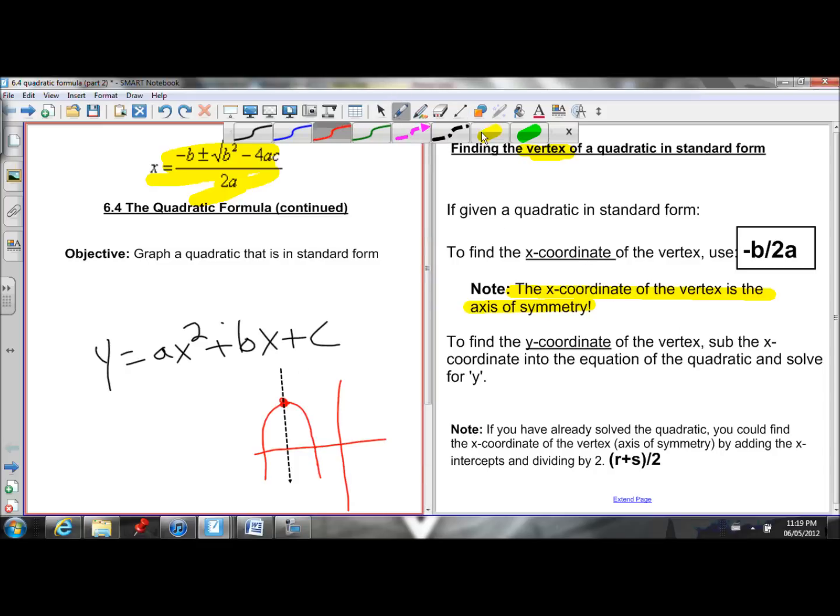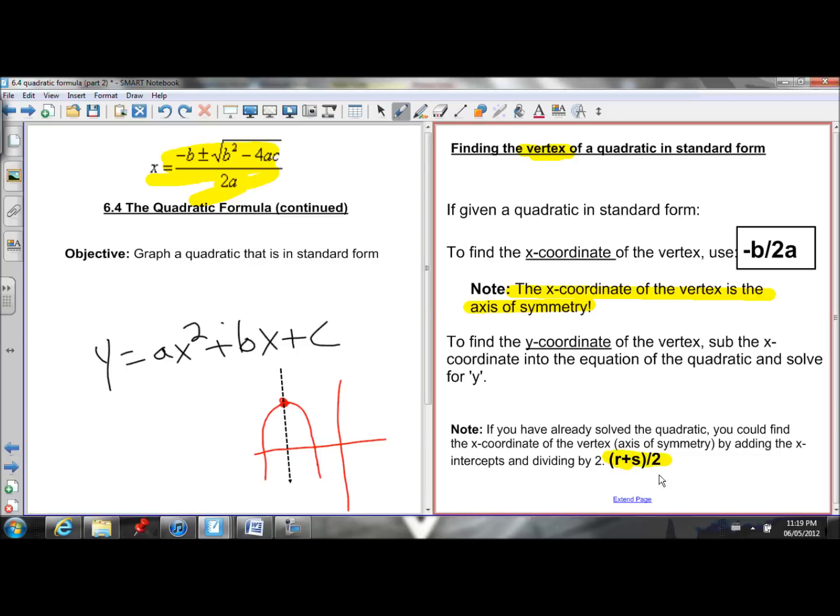Okay? So, previously what we've done to find the x-coordinate of the vertex, or the axis of symmetry, is add the x-intercepts and divide by 2. So if you've already solved for your x-intercepts, you can still do this. You can add your x-intercepts and divide by 2. Or you can use this generalized rule that will work for all parabolas in standard form. To find the x-coordinate of the vertex, you can use negative b over 2a. So negative b over 2 of whatever a is. Okay? I'll show you why we can do that.